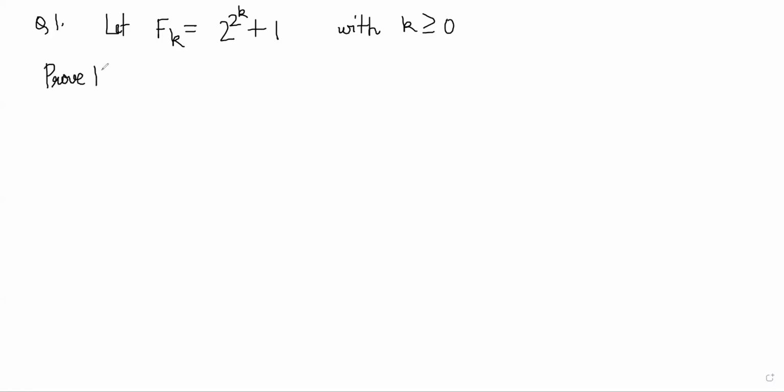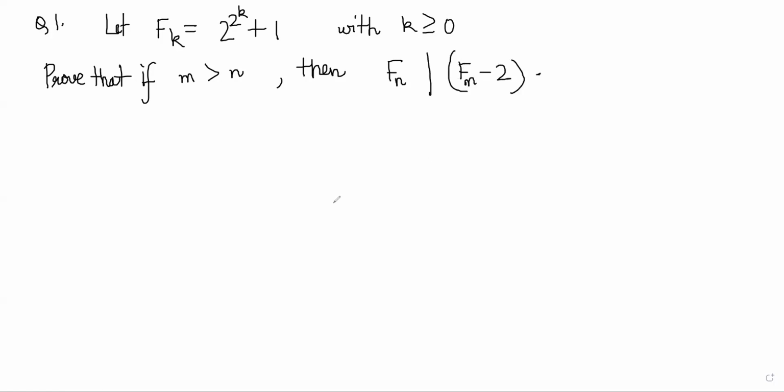The first one is this one. Let f_k be 2 power k plus 1 with k greater than or equal to 0. We have to prove that if m is greater than n, then f_n divides f_m minus 2. Now, there are many ways to prove this.